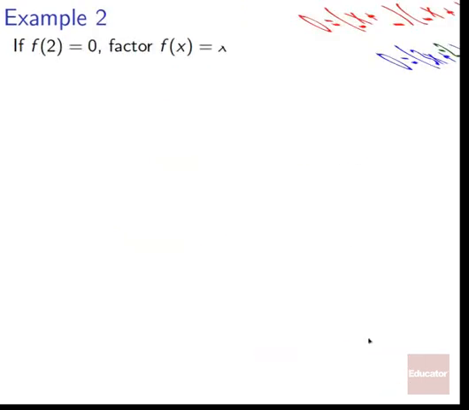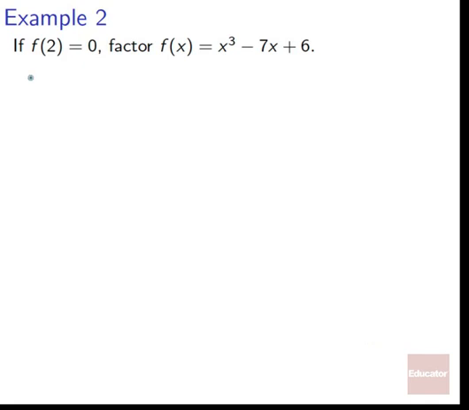Great. If f of 2 equals 0, factor f of x equals x cubed minus 7x plus 6. So remember, if we know that at x equals 2 we've got a 0, so at x equals 2 there is a root, then that means there is a factor in that polynomial of x minus 2. How do we figure that out? Well, we notice x equals 2, then it's x minus 2 equals 0, so that implies that it's got to be a factor of x minus 2 in there.